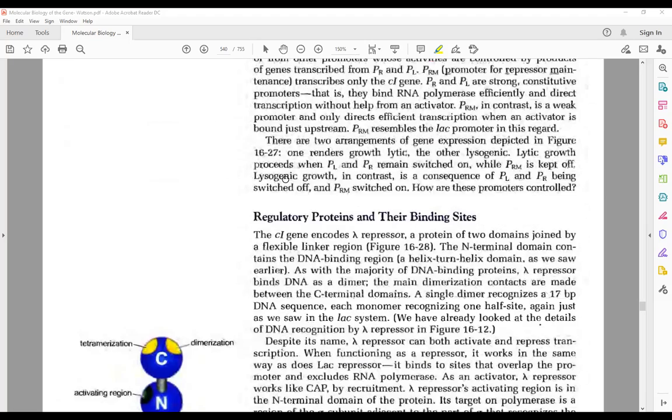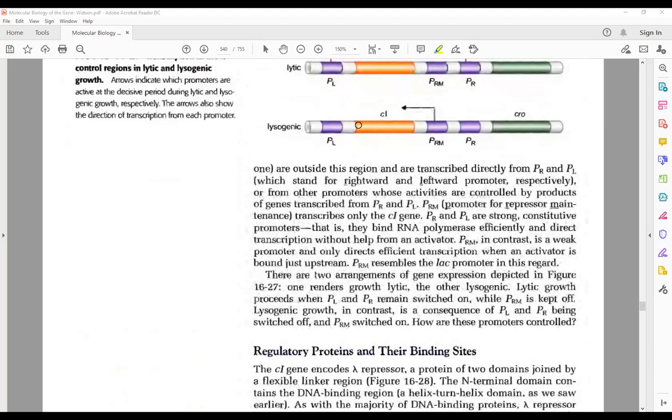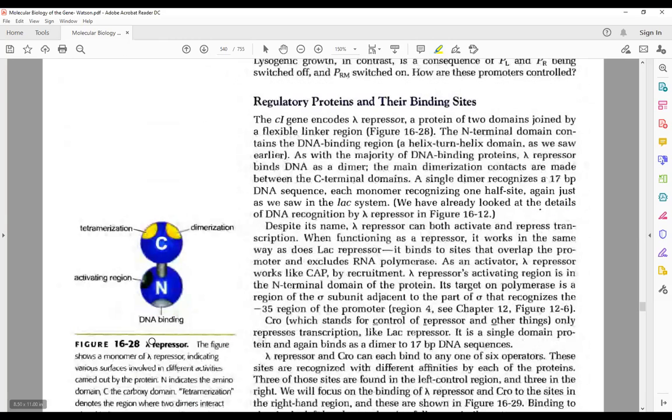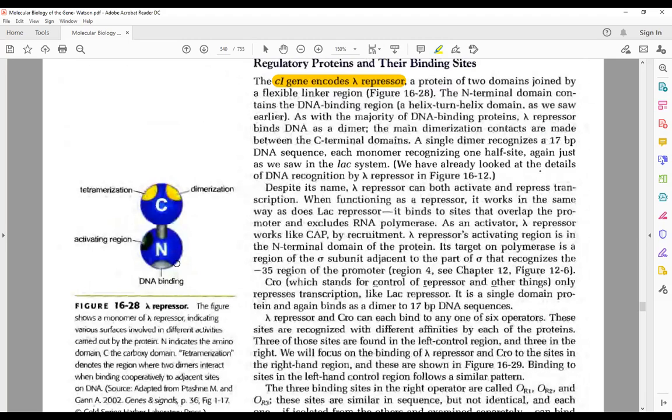Now, the CI gene encodes a repressor, and this would be the lambda repressor. The CI gene is the one that encodes a repressor molecule, and that repressor is commonly referred to as the lambda repressor molecule. This lambda repressor molecule consists of 2 different domains: one is the C-terminal domain, and another is the N-terminal domain. These are the 2 domains which are present.